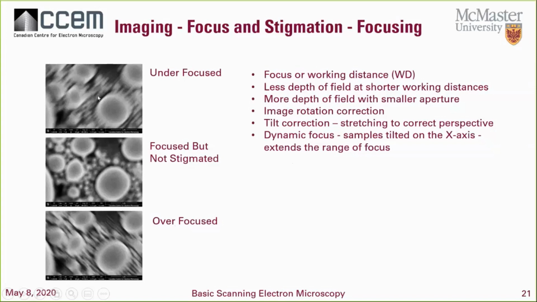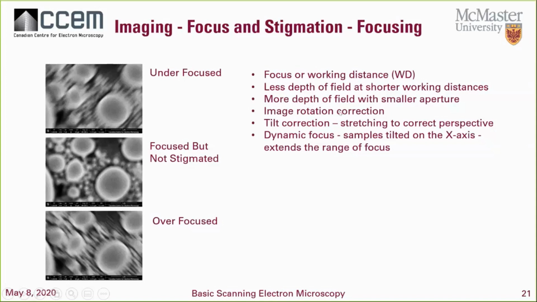And when we see stretching, we know that we have some astigmatism in the image, or if we see a sort of blurriness to things. So here we can see under focus and over focus, and the middle image is showing it focused, but because we still have some stigmation, it's also possible we haven't quite aligned the microscope as well. We need to do some adjustment of stigmation.